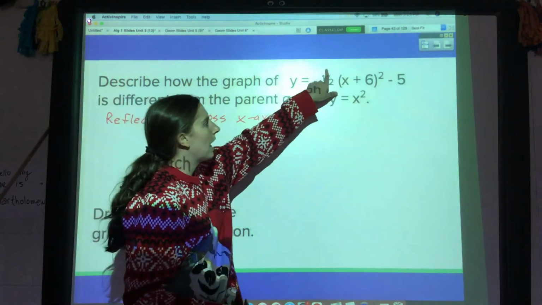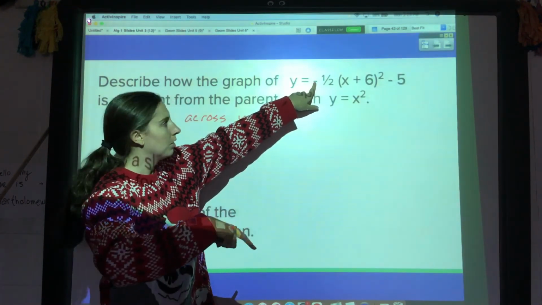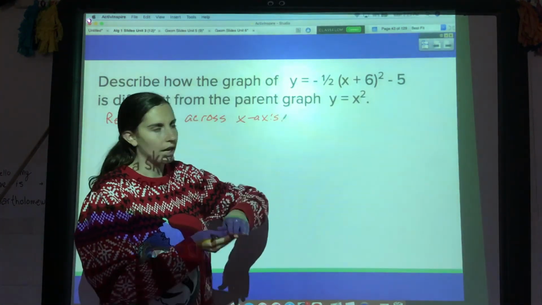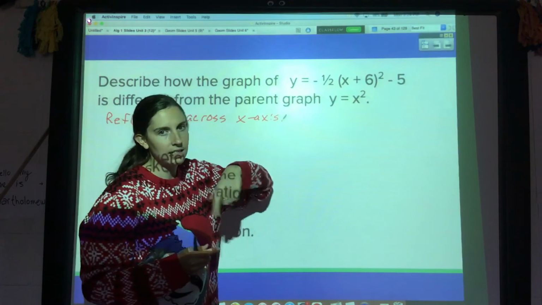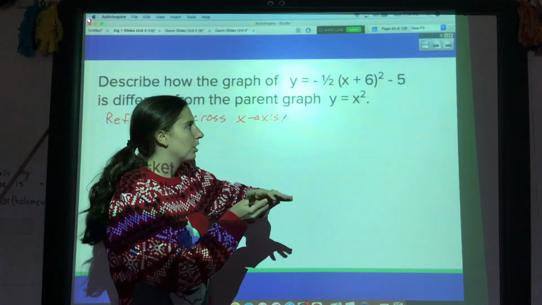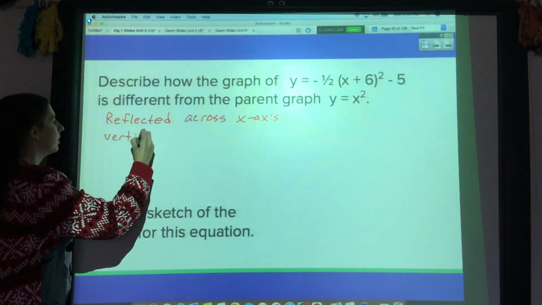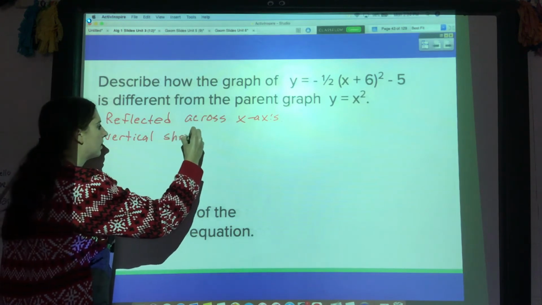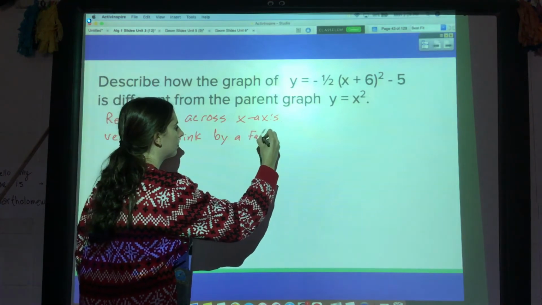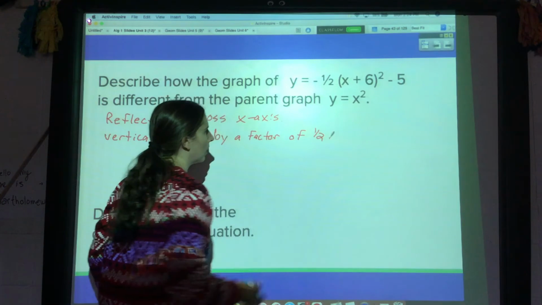Next is the 1/2. Those are separate pieces. The negative flips it, reflects it. The 1/2 is a dilation, either a stretch or a shrink. In this case, since it's less than 1, it's going to shrink it. Like if I took 1/2 of your height, I would shrink you down. So the 1/2 is going to be a vertical shrink. And I could say by a factor of 1/2. We want to be as specific as possible. So I want to say it's 1/2 that we're shrinking by.